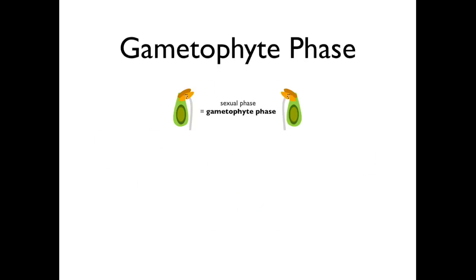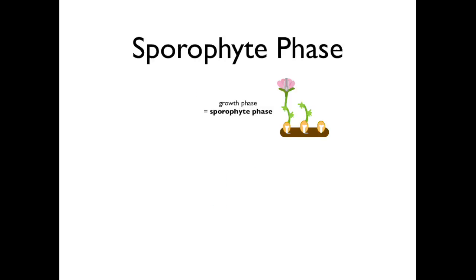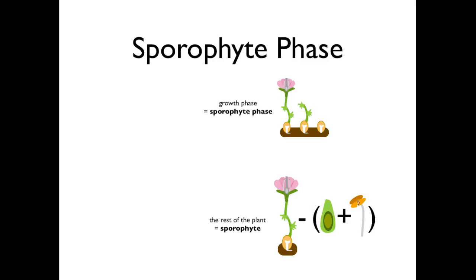In plants, the sexual phase is called the gametophyte phase, and the sexual organs are called the gametophytes. The growth phase is called the sporophyte phase, and the rest of the plant, everything excluding the gametophytes, is called a sporophyte. We'll now identify the gametophytes and the sporophyte on a flower.